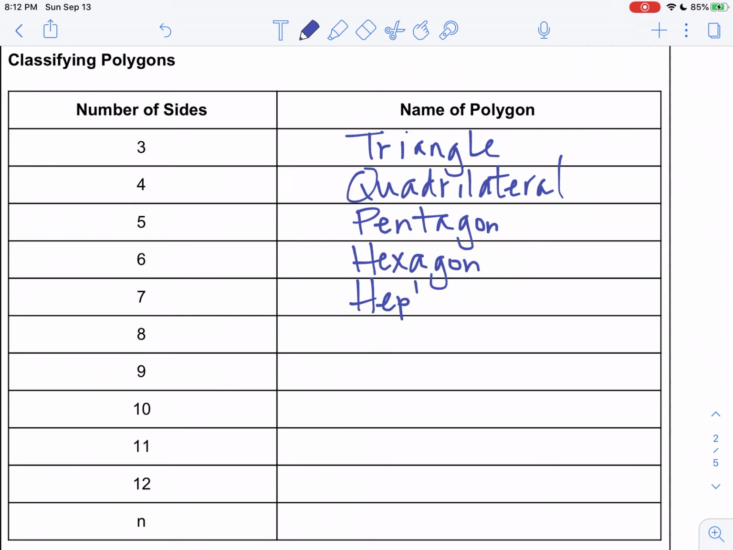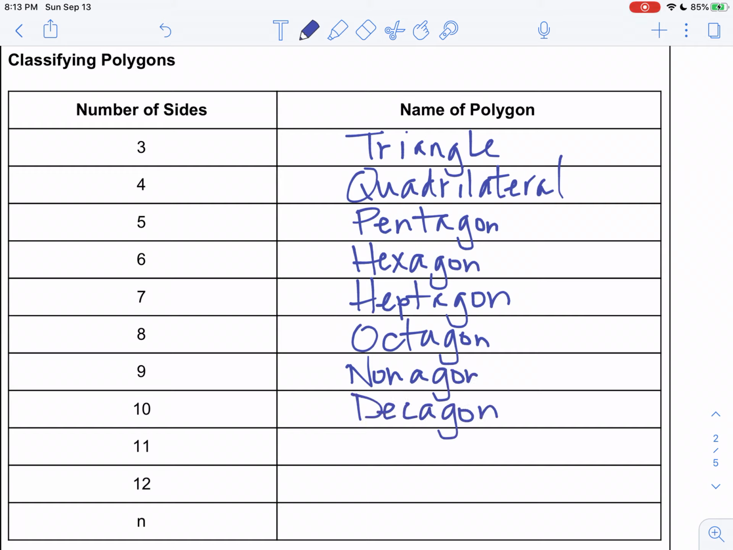Seven-sided figure is known as a heptagon. I believe it's also referred to as a septagon. 8 sides is an octagon. 9 sides is a nonagon. 10 sides is a decagon. And these next two sound kind of goofy. The 11-sided figure is an undecagon.